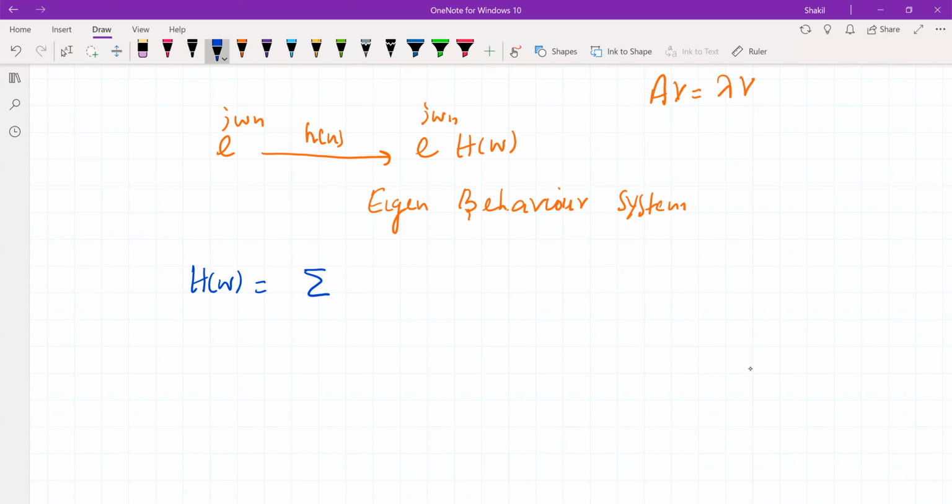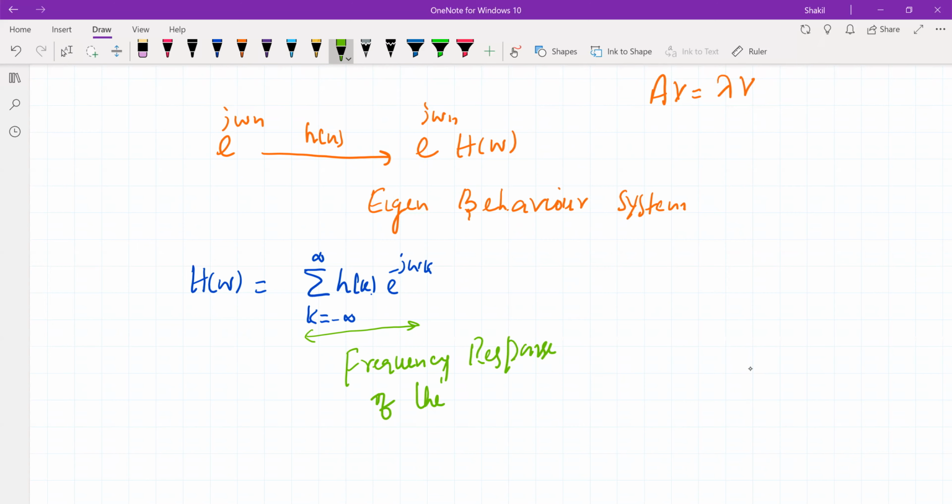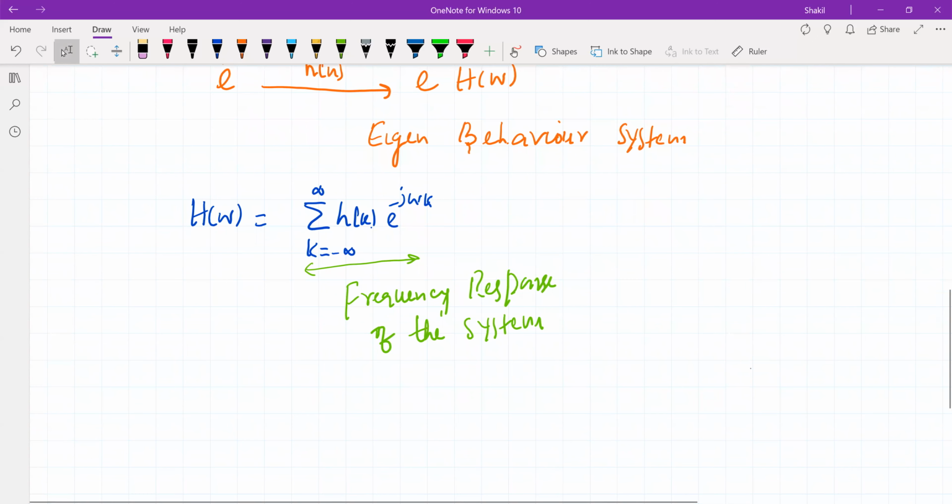The summation over k from minus infinity to infinity of h of k e raised to minus j omega k is referred to as the frequency response of this system. So this is the frequency response of the system whose impulse response is h of k.